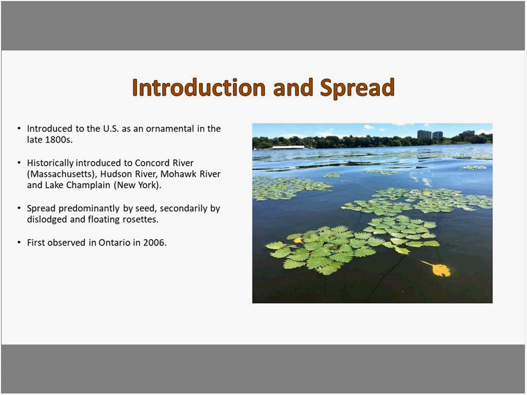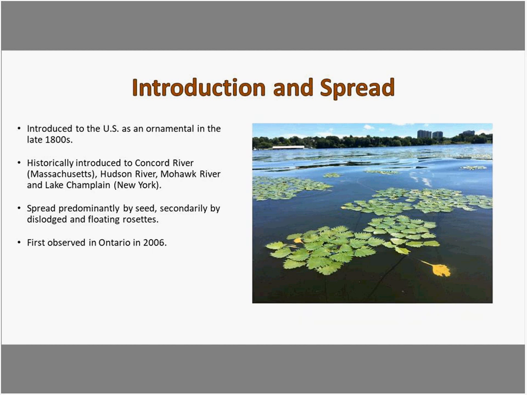How did it get here? It was actually introduced as an ornamental in the late 1800s, historically through the Concord River and Hudson River areas of New York, where it spread right across 10 states within the northeastern seaboard, and spread predominantly by seed, and then secondarily by floating rosettes. As mentioned earlier, it is an annual plant, so all growth in a year is due to dropped seed. Which is quite interesting. Spread also happens from rosettes that we do see that are dislodged from the stem. This would provide some of that long-range transport.